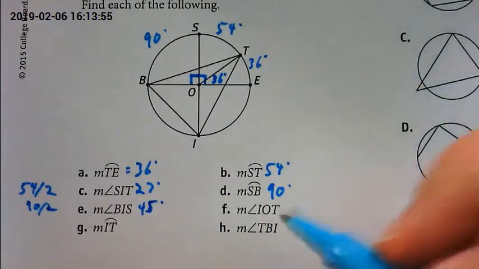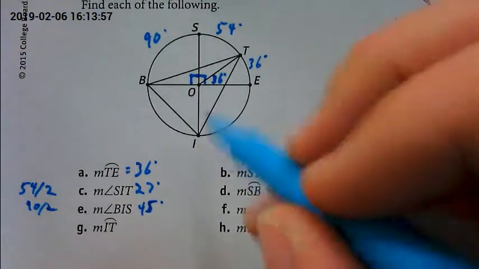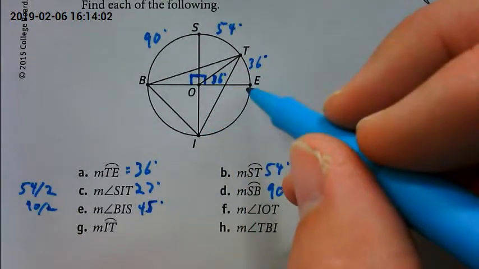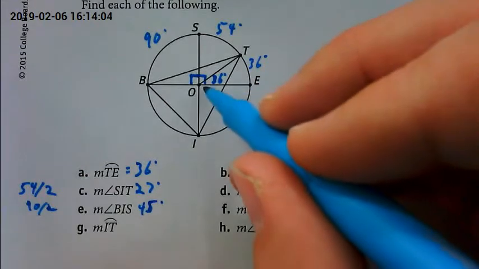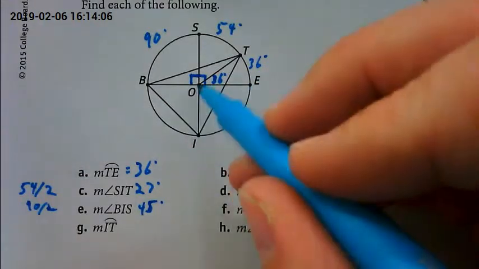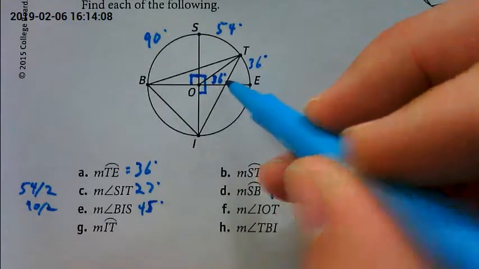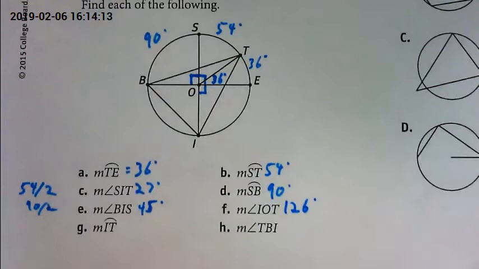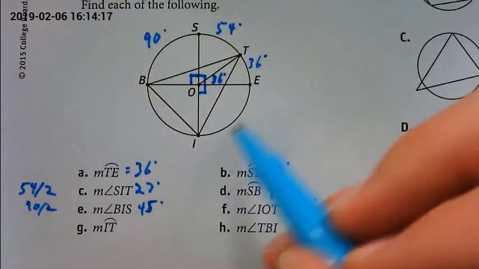All right. Angle IOT. Well, IOE is 90. So 90 plus this 36 would be what? 126. Good. Measure of arc IT.